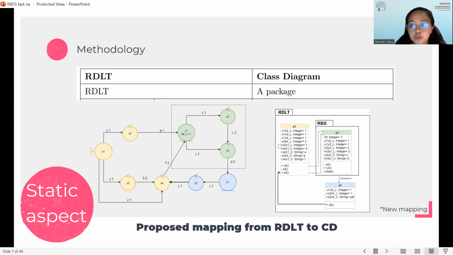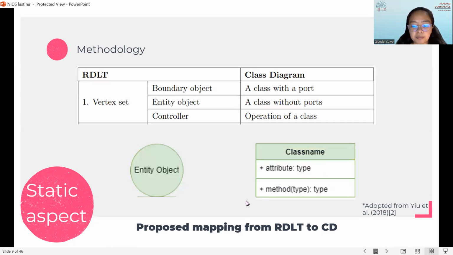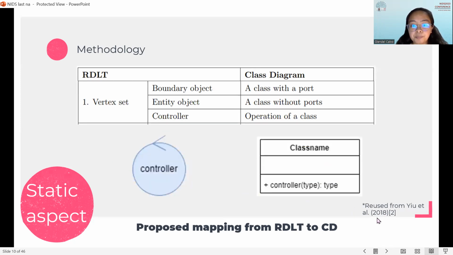According to the UML 2.5 reference manual published by Rumbaugh et al., a package is a grouping of related model elements such as classes, documents, or even other packages. And this is a name mapping. The first vertex is the boundary object. It can be mapped into a class with a port in CD, meanwhile entity object can be mapped into a class without ports. And these are adapted from the mappings of U et al.